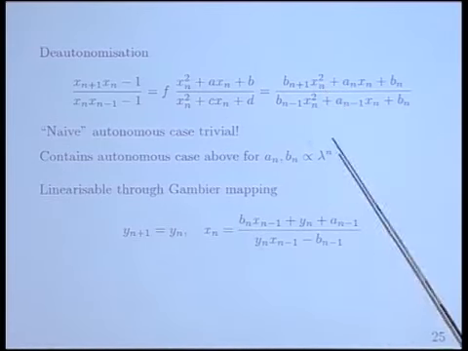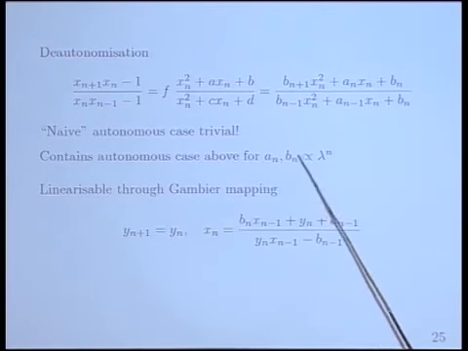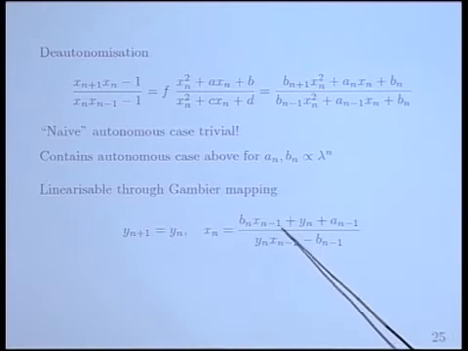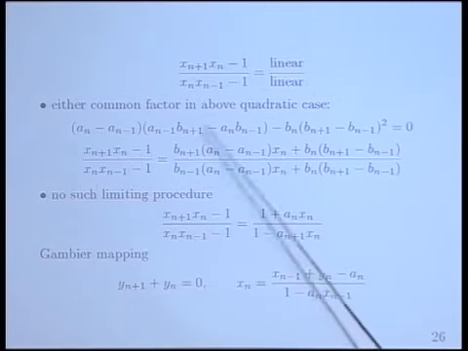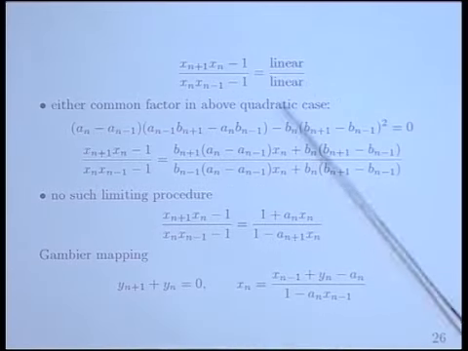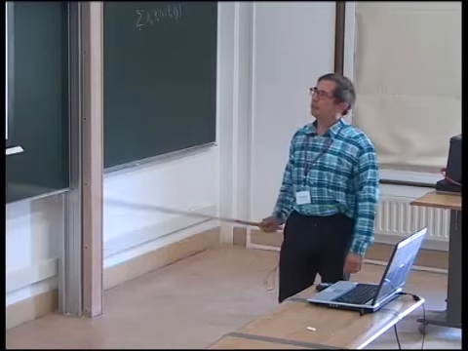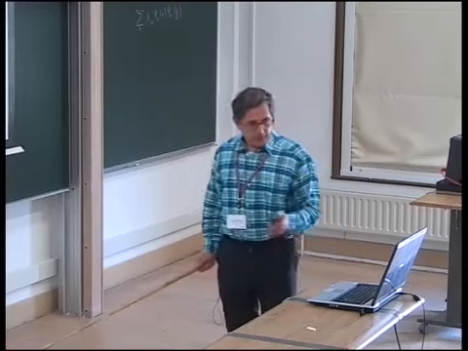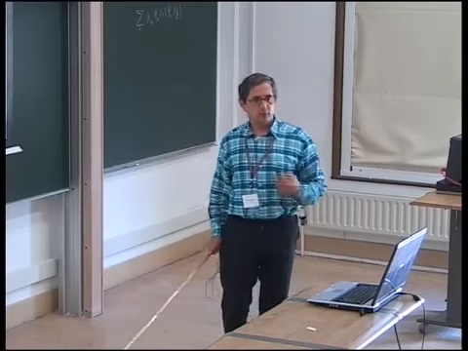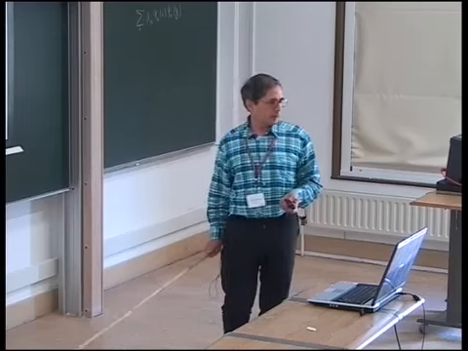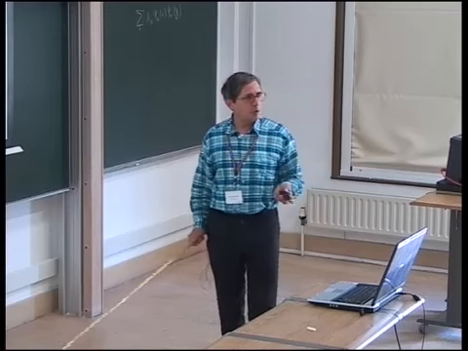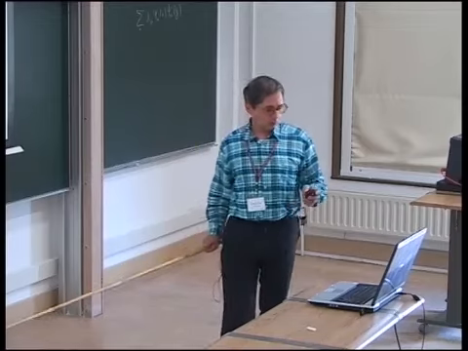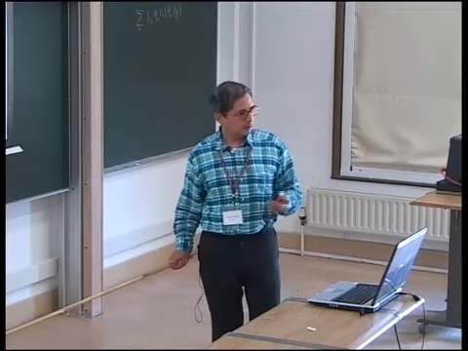And again, for arbitrary function b, you now have a Gambier mapping linearization, which can simplify to this case in different cases. Okay, so now I've finished the class of systems obtained by torturing Painlevé equations, which in fact led only to linearizable systems when you try to deautonomize them.